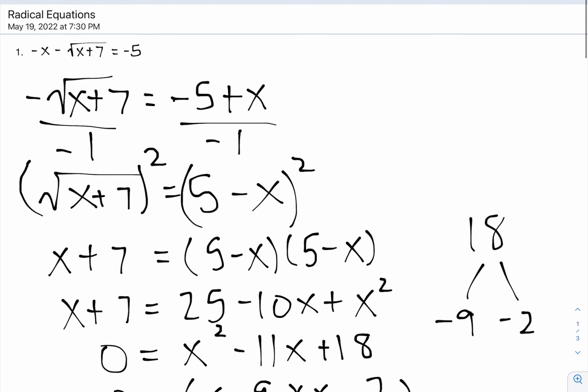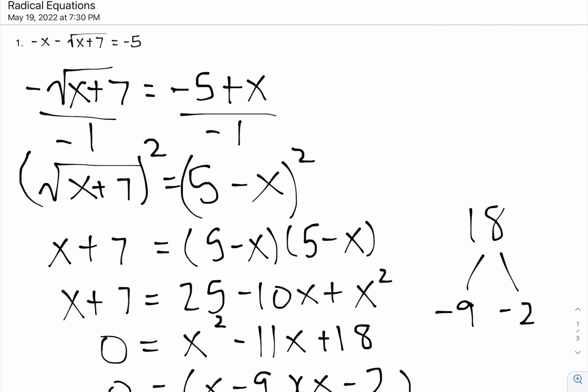Let's do the smaller number first. Let's do x equals 2. I'm going to translate this over. If x was 2, it would be negative 2, negative x, minus the square root of 2 plus 7.